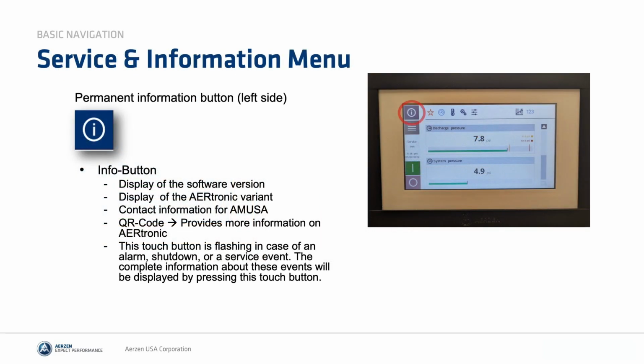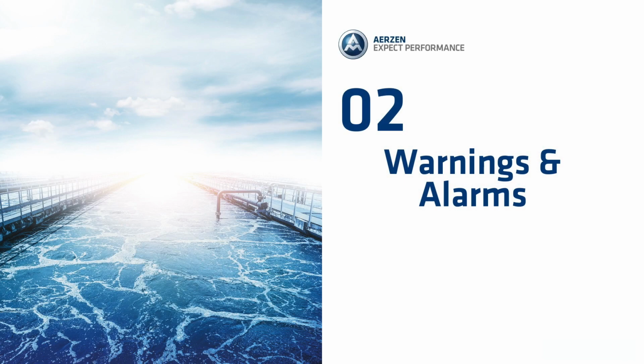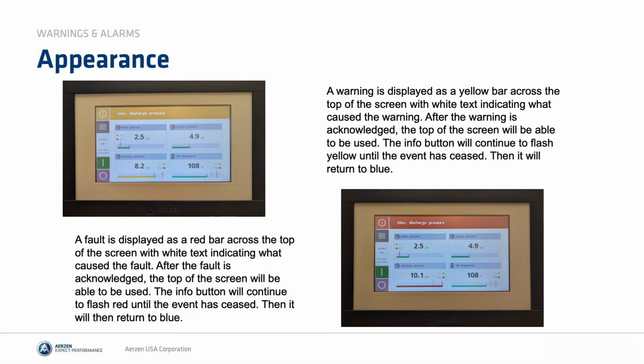The blue Information button allows you to see more information such as the current software version and will flash in the case of an alarm, shutdown, or a service event. Warnings and alarms. When an operational measurement reaches the system-defined warning point, the top of the screen and the Information button will show yellow-white, indicating what the warning is.